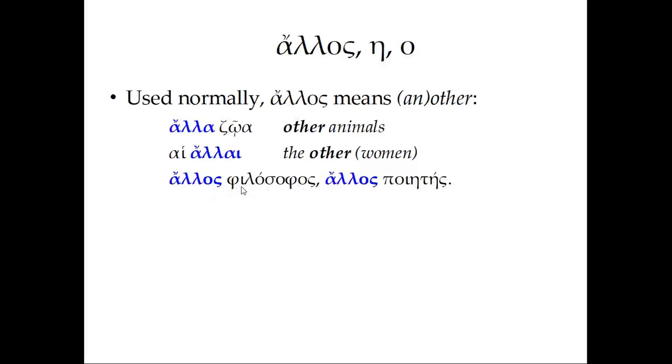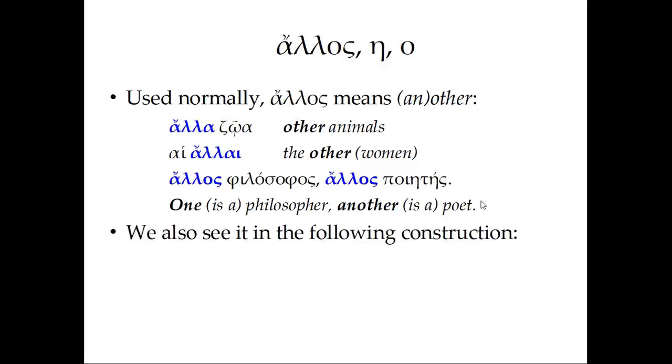And this is another verbal equation. Allos, another or one, equals philosophos. One is a philosopher. Another, we might say, a poet. In English, we would almost certainly vary our translation here. We wouldn't say another is a philosopher, another is a poet, or one is a philosopher, one is a poet. That is a possible translation, but the best translation is probably one is a philosopher, another is a poet.